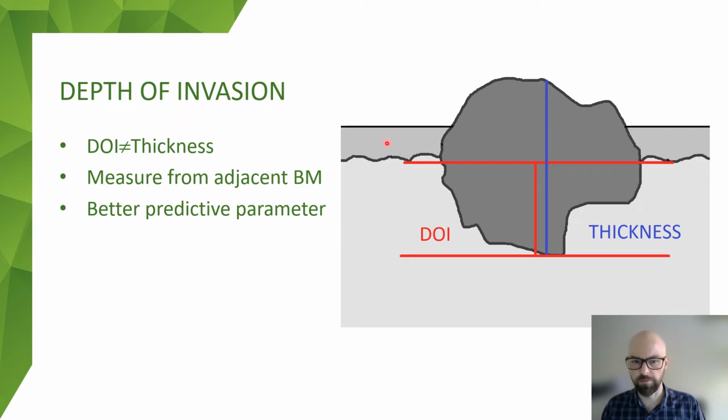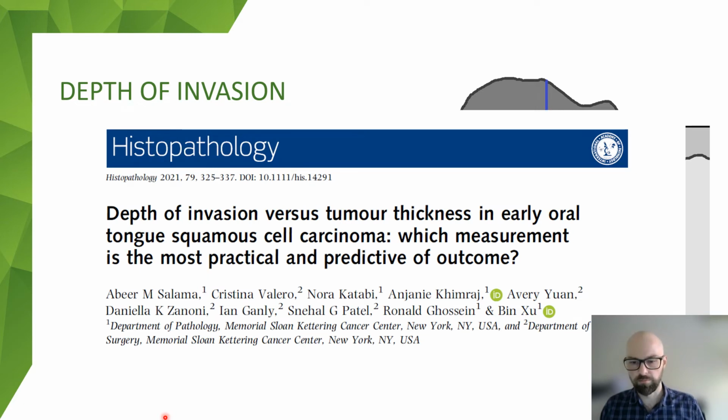And the reason why we use depth of invasion now is it's thought to be a better predictive parameter for prognosis. Though there have been some papers which have come out, in particular this one by Salama, which suggest that there really isn't much of a practical difference in prognosis between tumour thickness and depth of invasion. So maybe in future we will go towards tumour thickness, but at the moment we are using depth of invasion.